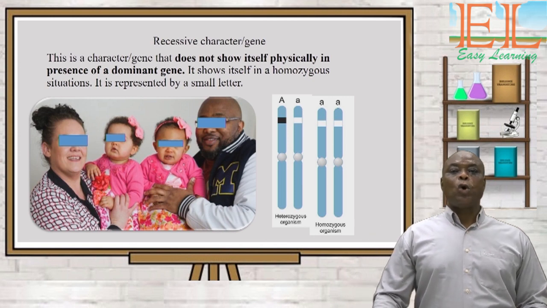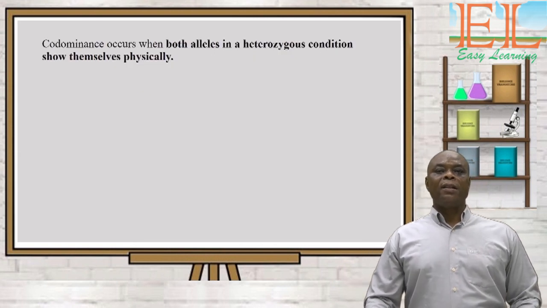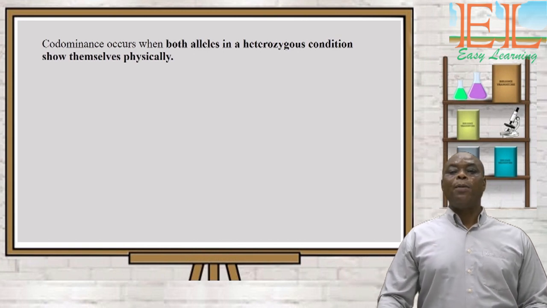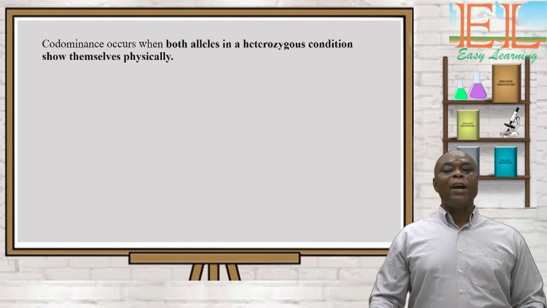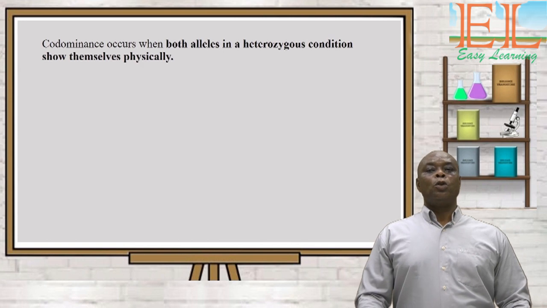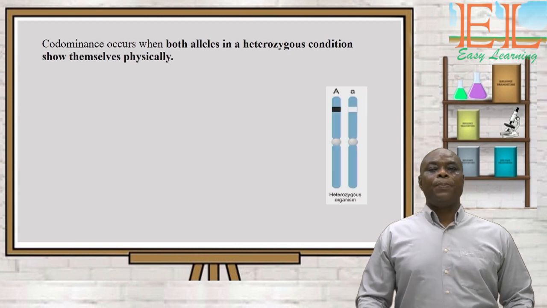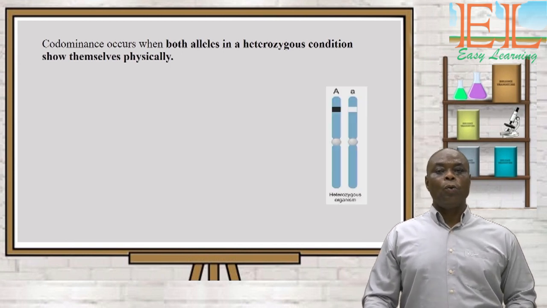Now, the next is codominance. Co here means they go together. And this occurs when both alleles on the chromosome in a heterozygous condition show themselves physically. So though we have a black strip and a white strip, they both show themselves physically, although one is recessive.